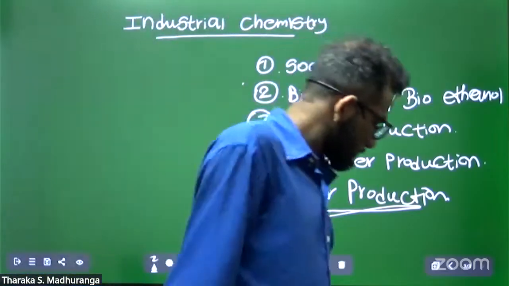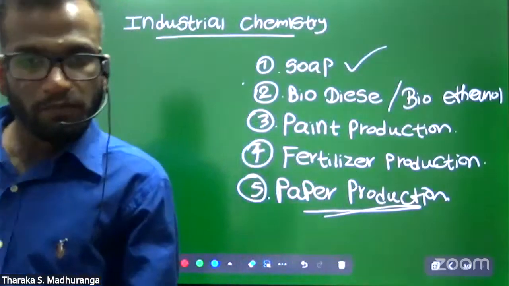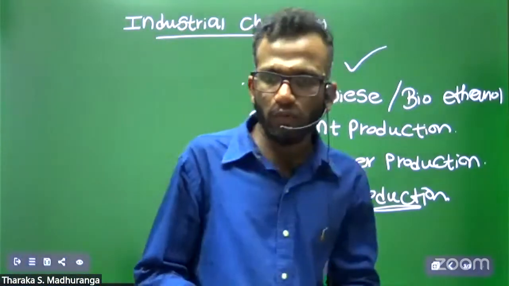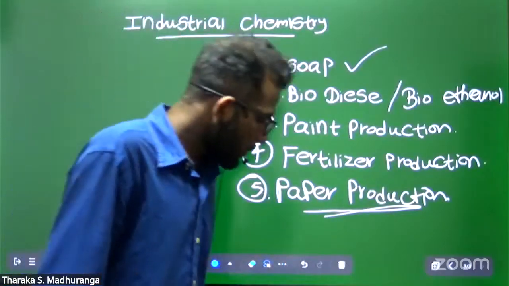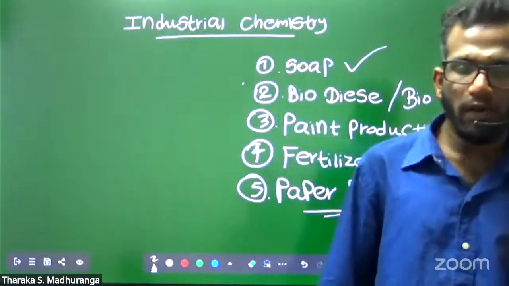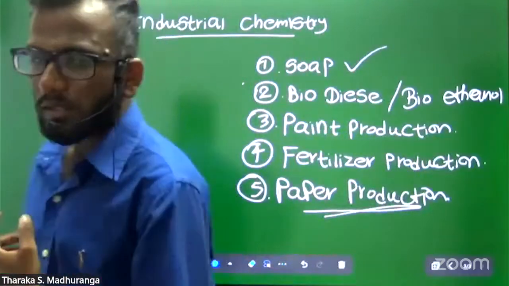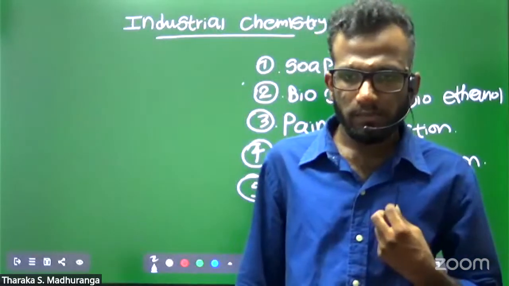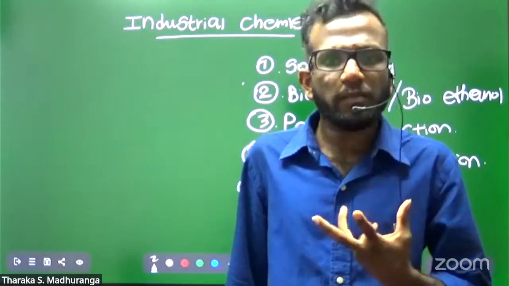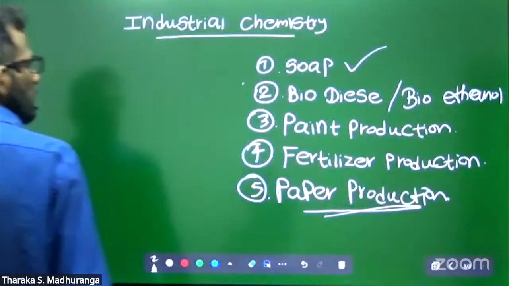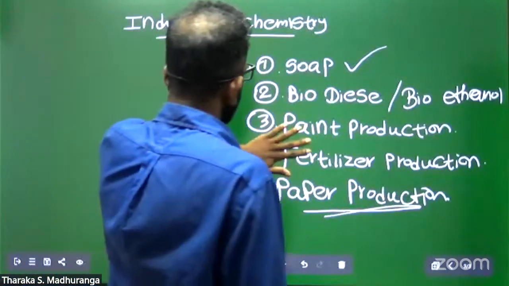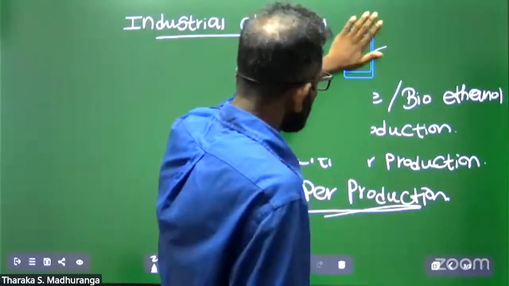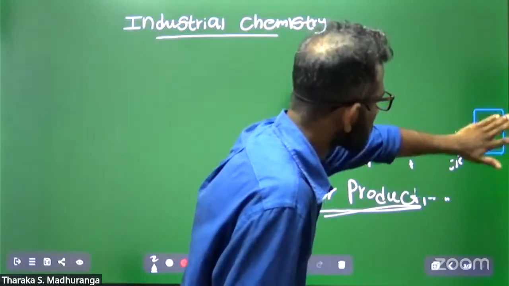Okay. First of all, we need to identify the requirements to start or maintain a chemical industry. I will erase this. After the first part is completed, we can come to the production process.